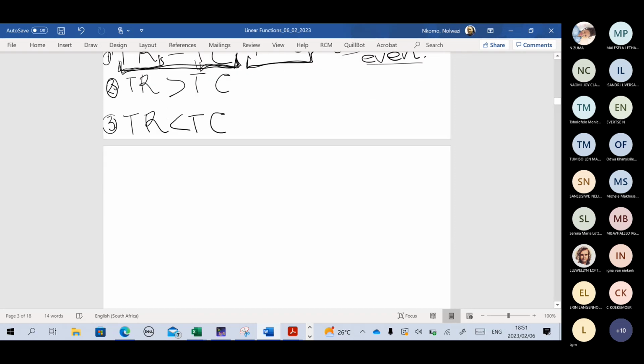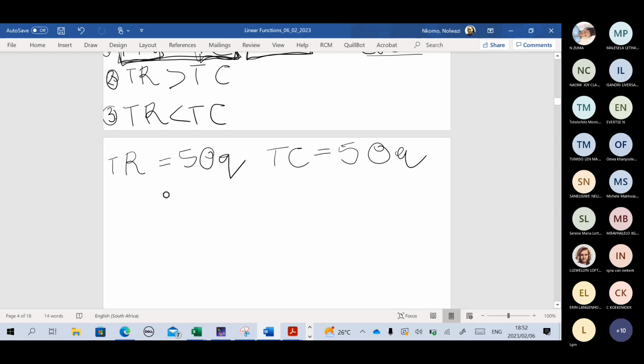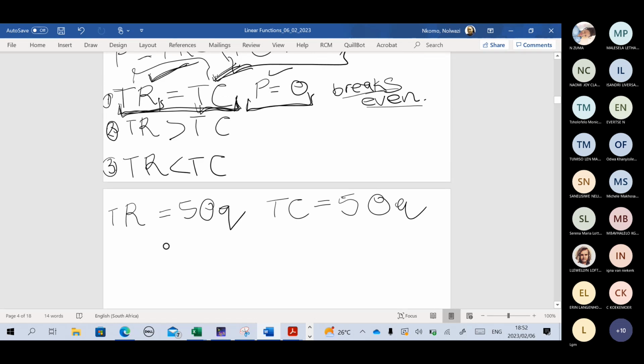Let's say, for example, let's go back to that equation we were using. Suppose we are told that the total revenue is equal to 50Q, and let's say the total cost too is equal to 50Q. I don't know how to put this question. But in this case, they might ask you to find Q. Let's say they will say find Q or the profit when the company breaks even.